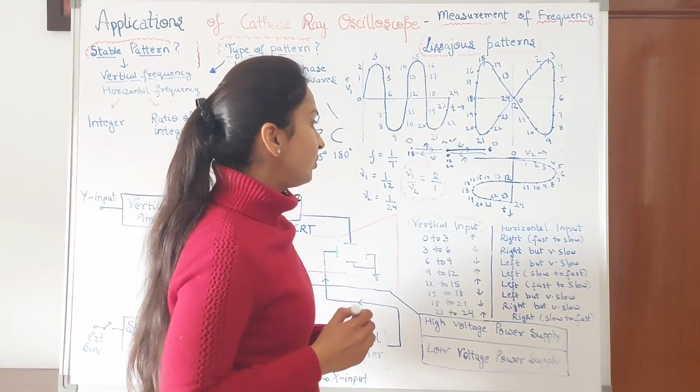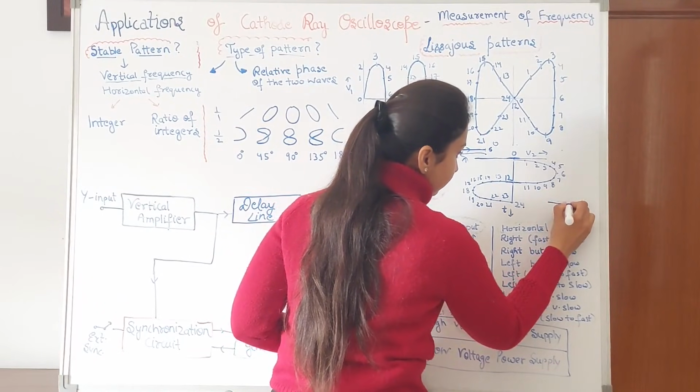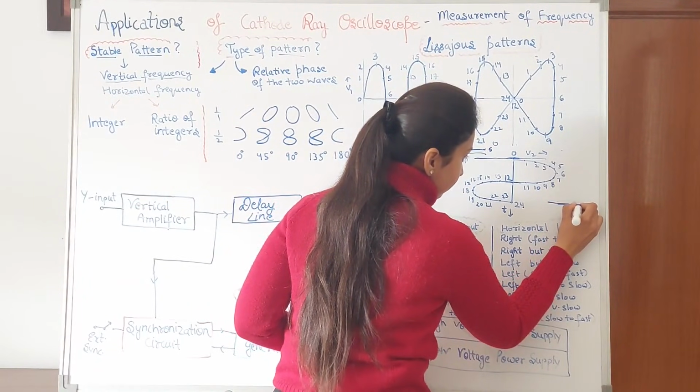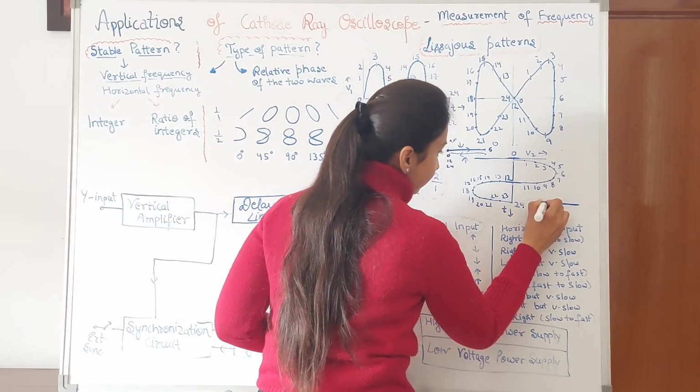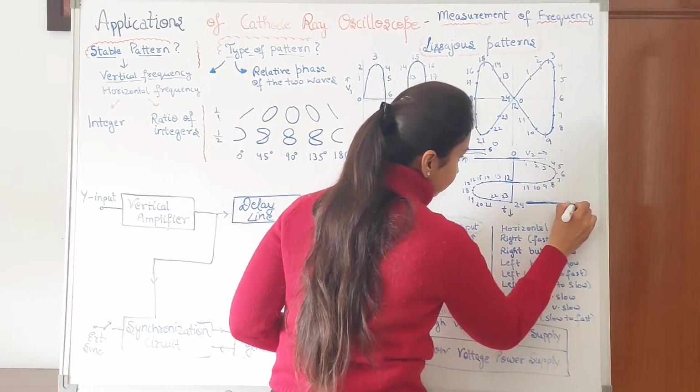So what will be the net motion? The net motion will look like this. Speed maximum here, slow to 0, increasing to maximum, slow to 0, increasing to maximum, like this.